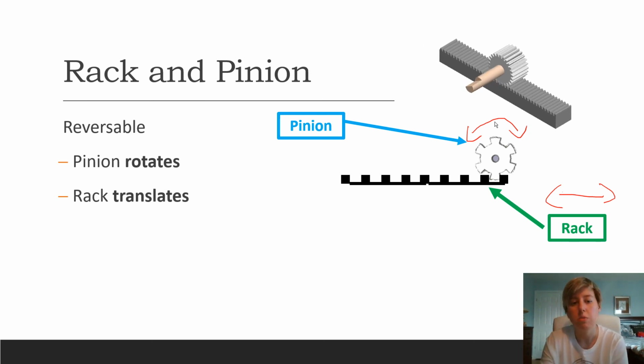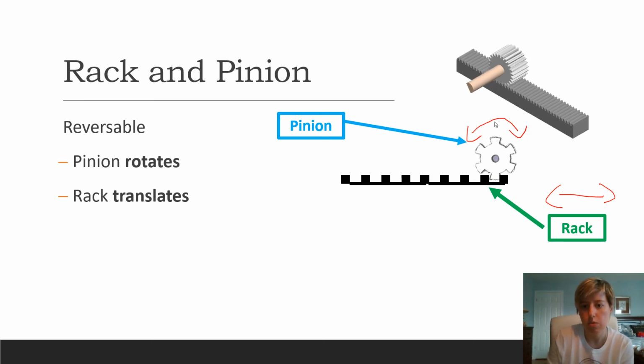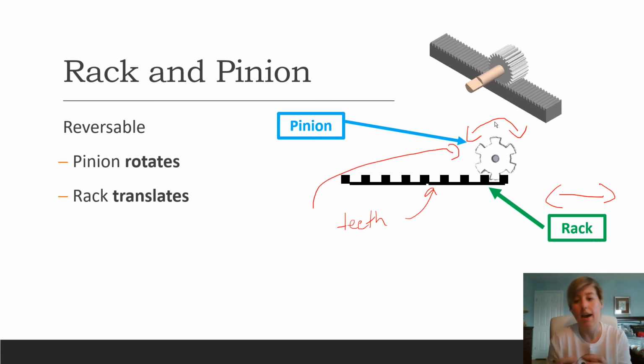One of the key things with a rack and pinion, because the rack and the pinion both have teeth, so I have teeth on the rack, I have teeth on the pinion, the spacings have to be the same. If the spacings are not the same, then they won't be able to rotate.